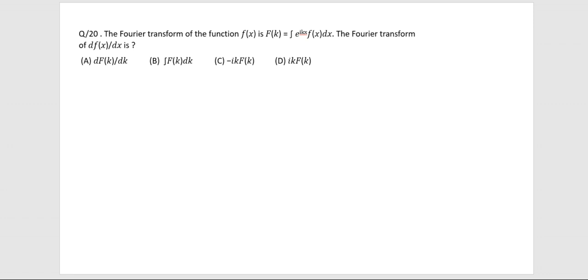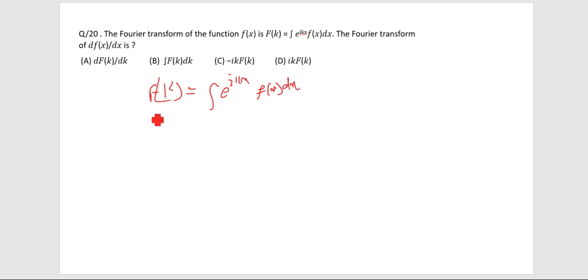Okay. So next question is, you have to find the Fourier transformation of a function given by this. The Fourier transform of the function, f of k, is given by the integration of e to the power i k x, f of x into dx.